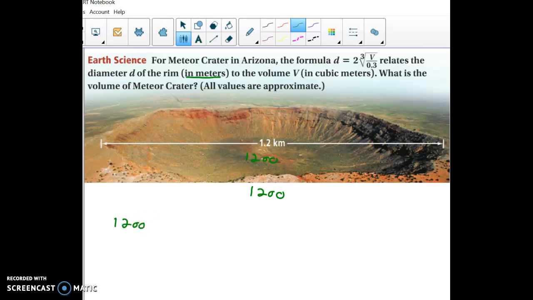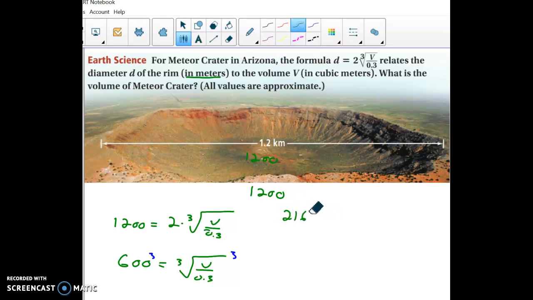So we're going to put 1,200 into our little equation, and then 2, and then a third root V over 3/10. And so now we just got to solve that. So we want to isolate this root first. So I would divide by 2. It's just like a solved question we've done the last couple days. And then cube both sides to cancel out the cube root. So this is going to be a big number. That's going to be 216 with, what would that be? 6 zeros. 1, 2, 3, 4, 5, 6, I think. I'll check this on the calculator here in a second.